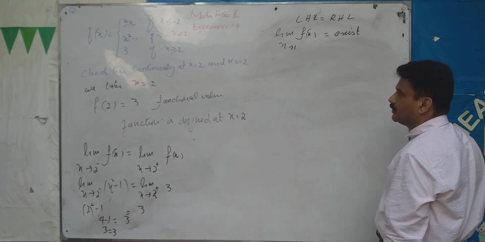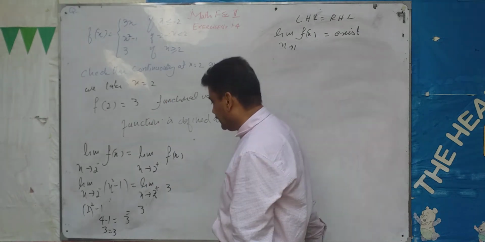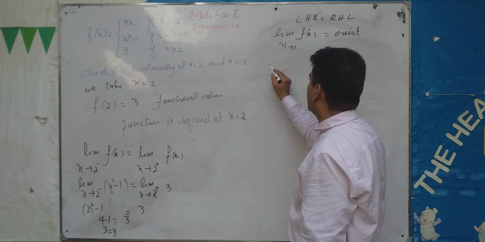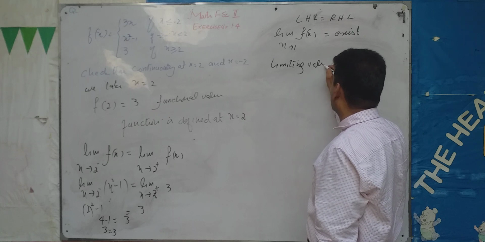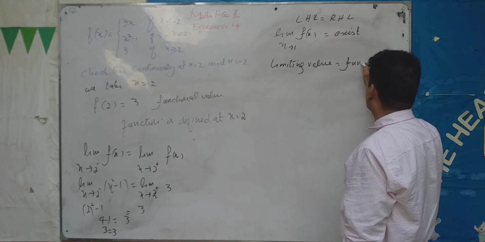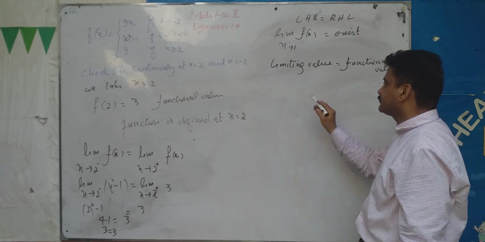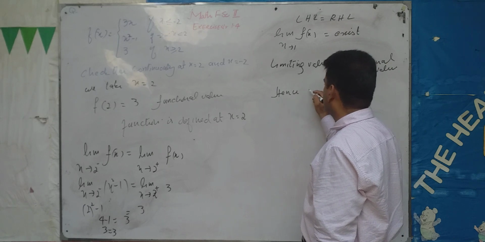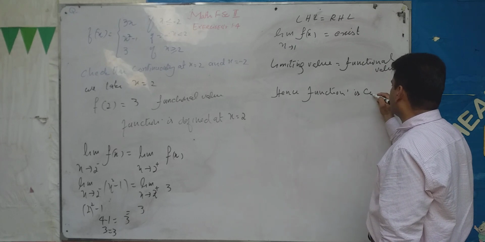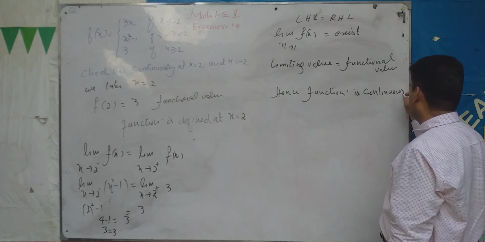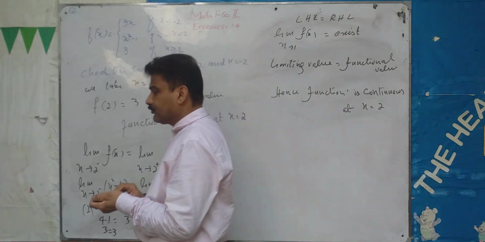Limit of the function exists. We will check the function value and the limiting value. Function value will be 3 and the limiting value also will be equal to 3. We write limiting value is equal to function value. Hence, the function is continuous at x is equal to 2.